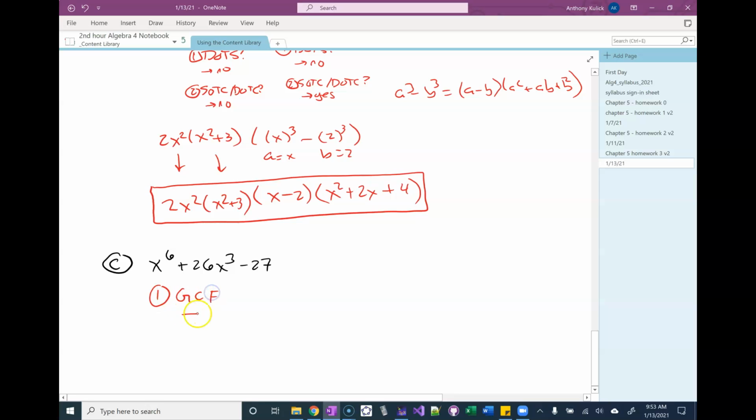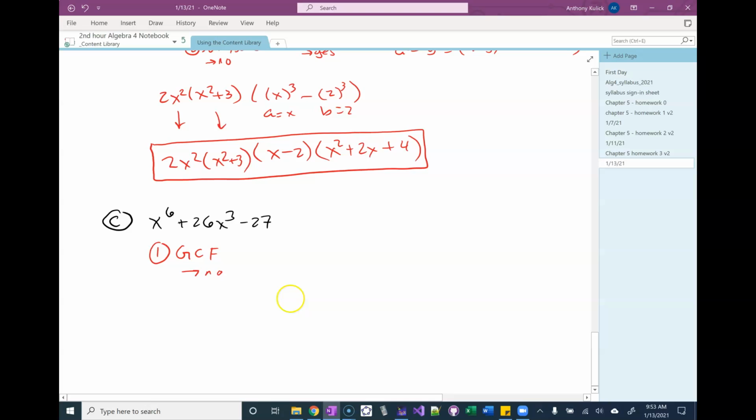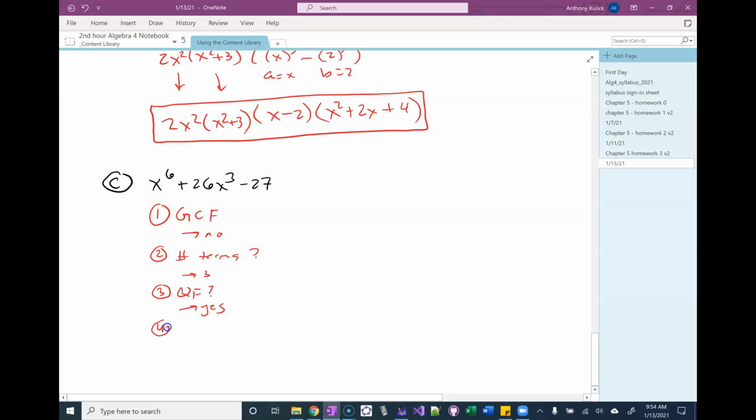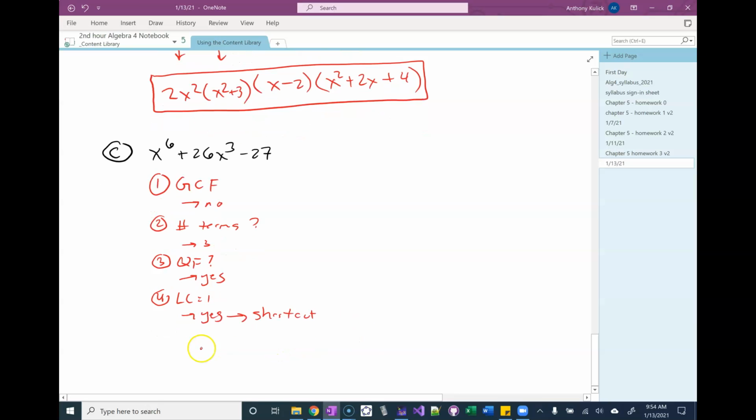So the first thing you should have checked is a greatest common factor. You would have found that there was none. We look then to the number of terms, which is 3. It is in the quadratic form. The leading coefficient is 1, so we can do our shortcut factoring by finding the two things that multiply to give us negative 27 and add to give us 26. Shouldn't have hopefully been too hard to see. That would have been positive 27 and negative 1.